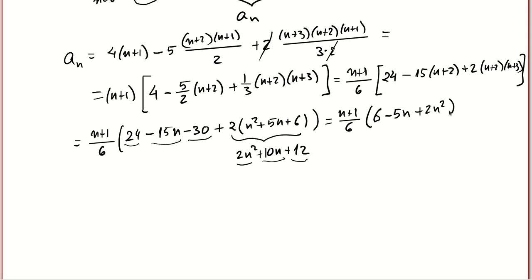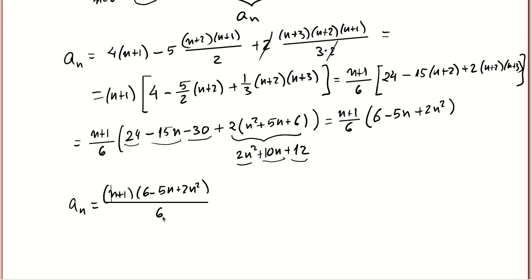So my last expression for the coefficient an is equal to (n plus 1) times (6 minus 5n plus 2n squared), right, over 6. Let me put it cleaner. So (n plus 1) times (6 minus 5n plus 2n squared), right, over 6.